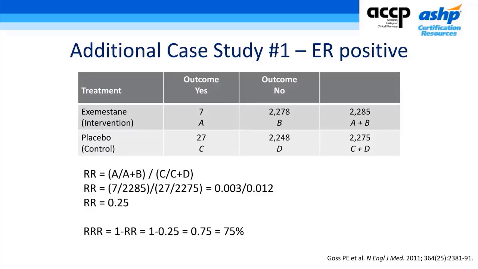This slide shows the calculation for the relative risk and subsequently for the relative risk reduction. Again, relative risk reduction is 1 minus relative risk. We were told the relative risk was 0.25, so our relative risk reduction is 75% in this specific sample of the population in the study.